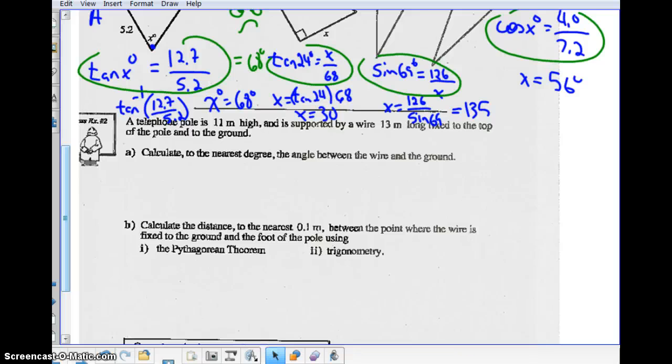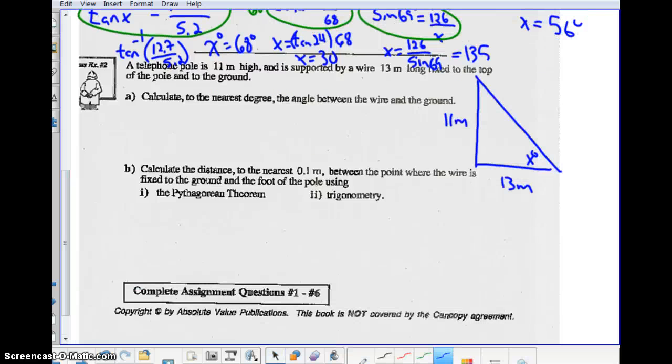Okay, continuing on, I want you to draw a diagram for the next question and then answer the question involved there. As you can see, you need to draw a diagram. The pole was 11 meters tall. There's the pole, a telephone pole. The pole was 11 meters tall. The wire is 13 meters, making the equation to find the angle between the wire and the ground.